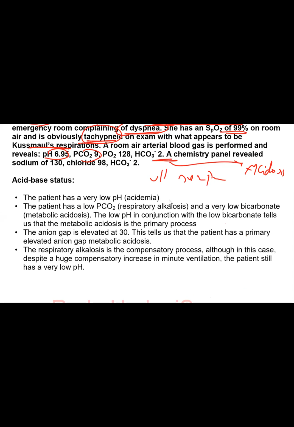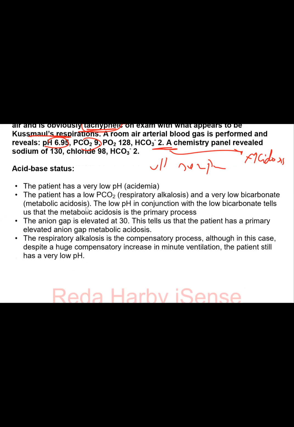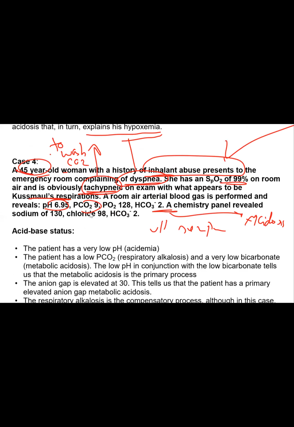This explanation is wrong. I am telling you, the CO2 is 9, which is low. Bicarb is 2. The PaCO2 normal is 4.5 to 6 by kilopascal. Okay, but it's not given whether it is kilopascal or not.